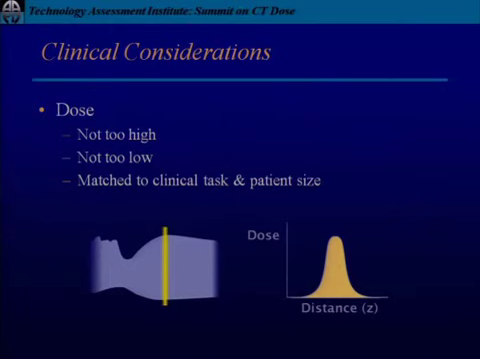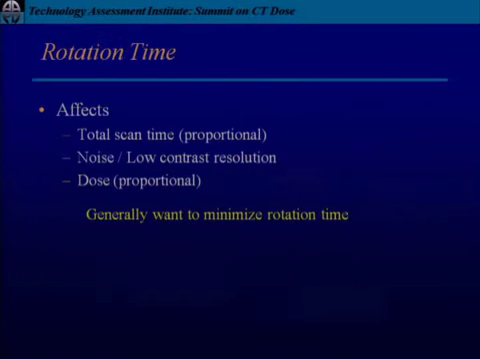And finally, dose is also a very important clinical consideration, and we hear a lot about the doses being too high. But equally as important is that the doses aren't too low. If the noise is too high, the image quality isn't acceptable, and the scan has to be repeated, we haven't saved ourselves anything. So what we would like to do is match the dose to the clinical task and to the patient's size, and you'll hear this repeated throughout this entire summit.